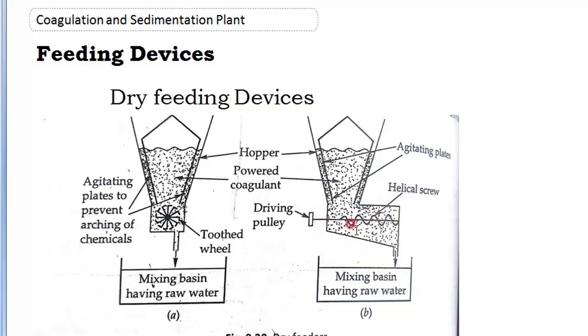This regulating can be done by the wheel, or it can be done by a pulley arrangement also. The helical screw is there. You can rotate this one so that the powder will start coming down and entering into the mixing basin. This is your dry feeding device.